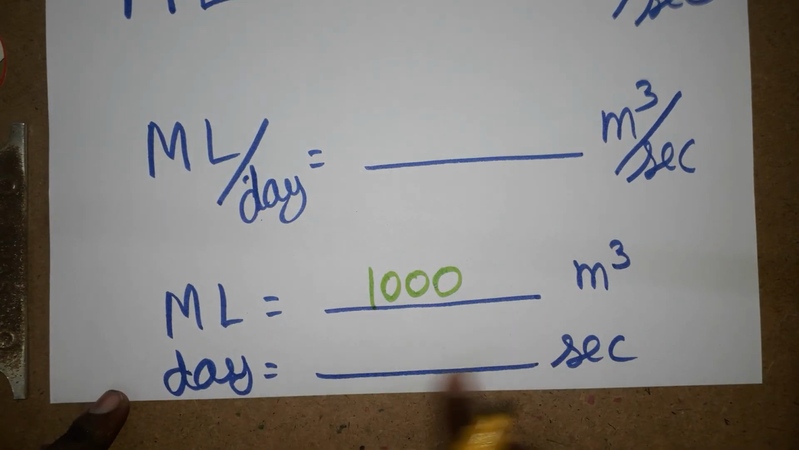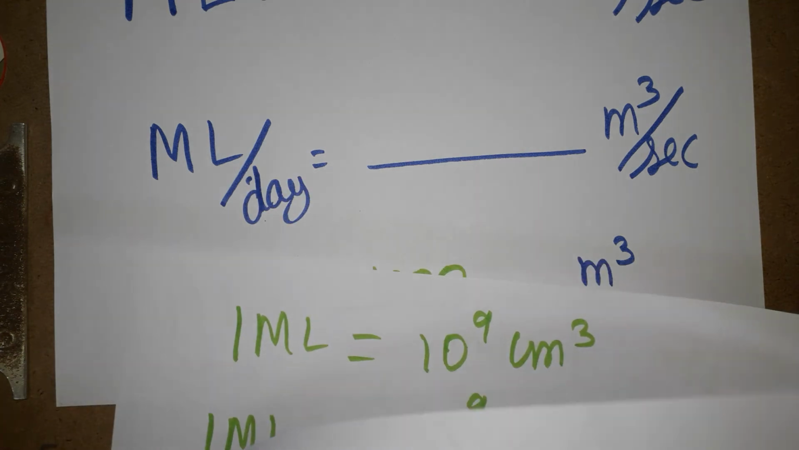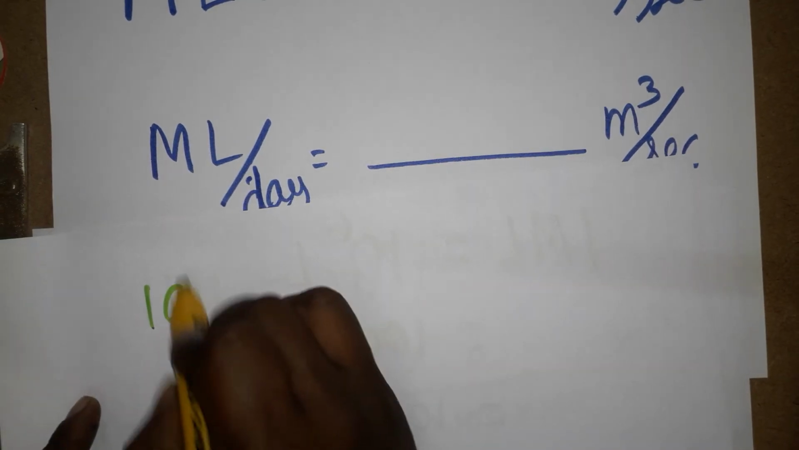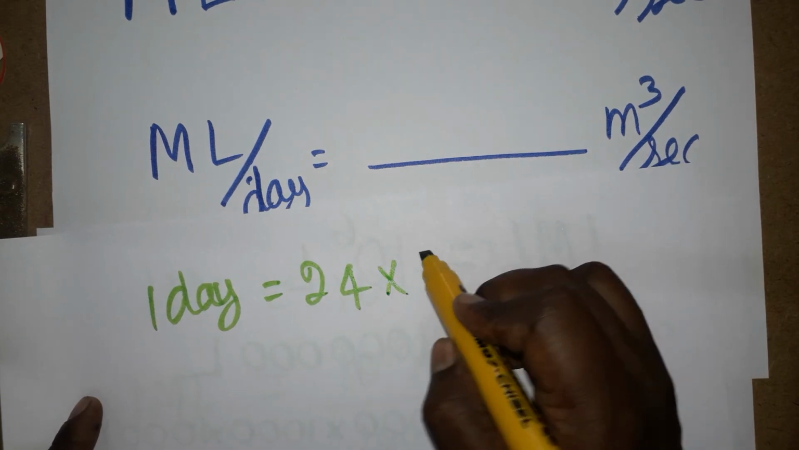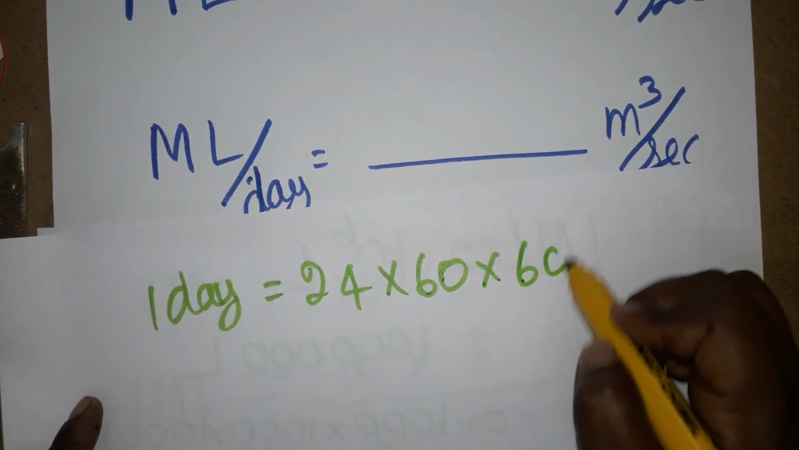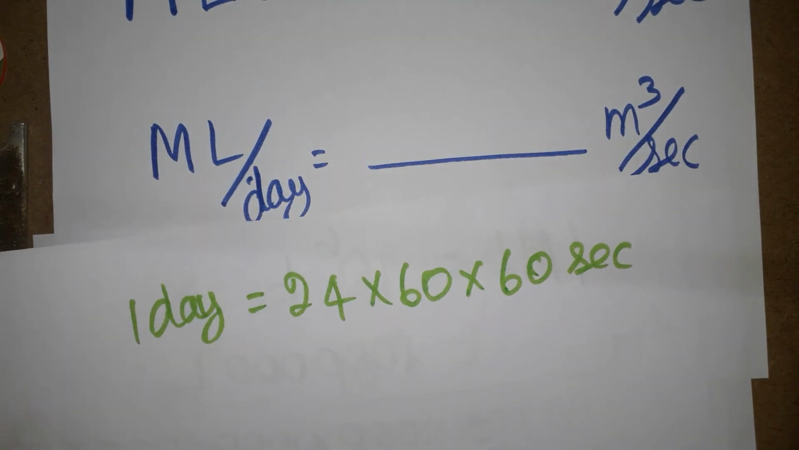The next question, 1 day is how many seconds? It's a very simple question. 1 day, how many hours is there? 24 hours. In 1 hour, 60 minutes is there. In 1 minute, 60 seconds is there. This is what we'll get.